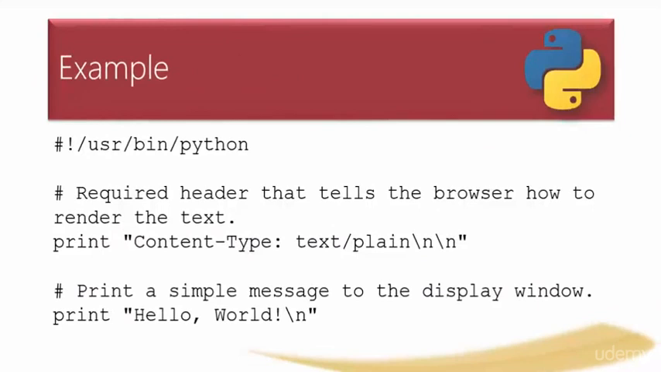So here's an example of that header. In this instance, the first line is our header, and next is the required header that tells the browser how to render the text, for example, the print command. Content type is text/plain. And then it prints a simple message to the display window, such as print hello world.